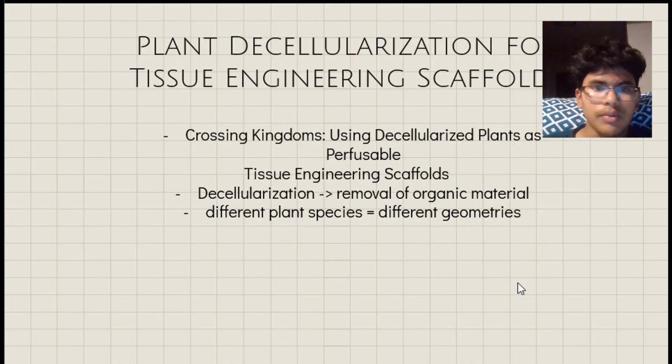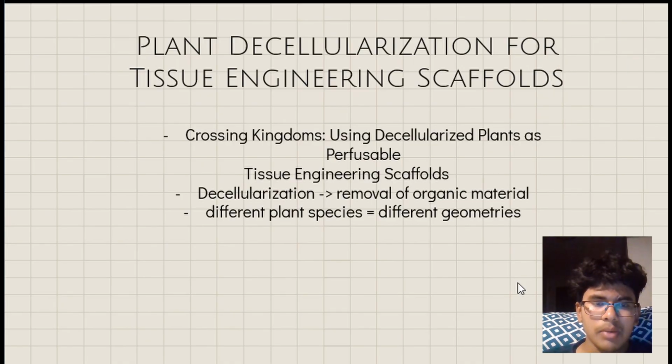And just a recap of what we've learned so far, we're working with plant decellularization to make tissue engineering scaffolds using the Crossing Kingdoms paper that you can find online using that paper name. And these scaffolds can be used for many different surgical procedures, such as skin grafts. And what decellularization actually is, it's just the removal of organic material that we're doing specifically with plants.